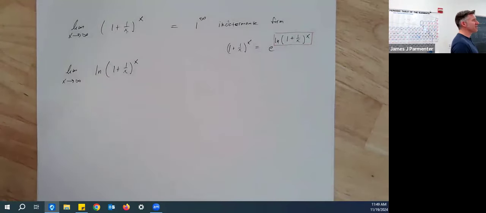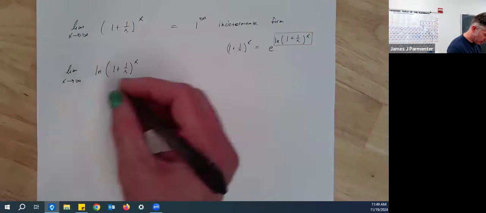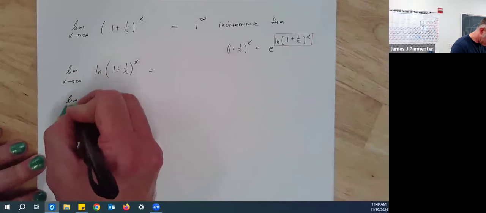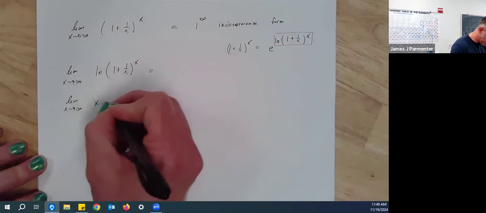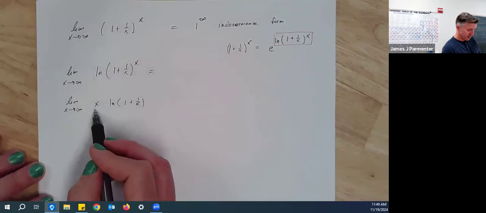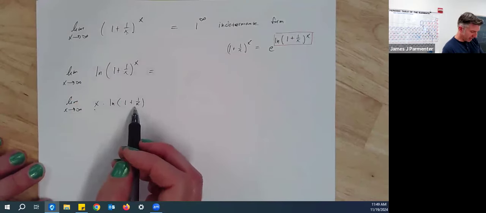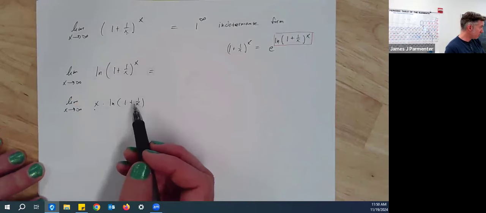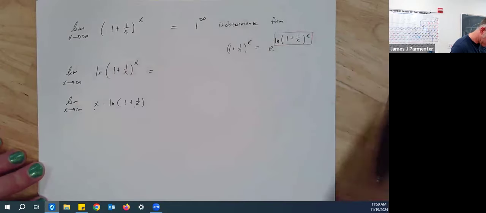By the way, the reason we're doing this is because the only way we can really get a variable out of the exponent is by taking the natural log of that expression. So we're going to get, and I'll do this quickly because it's 11:49, the limit as x goes to infinity of x times the natural log of 1 plus 1 over x. But now we have an infinity times a 0 type because x is going to infinity, and the natural log of 1 plus 0 is the natural log of 1, which is 0. So this is an infinity times 0 type.